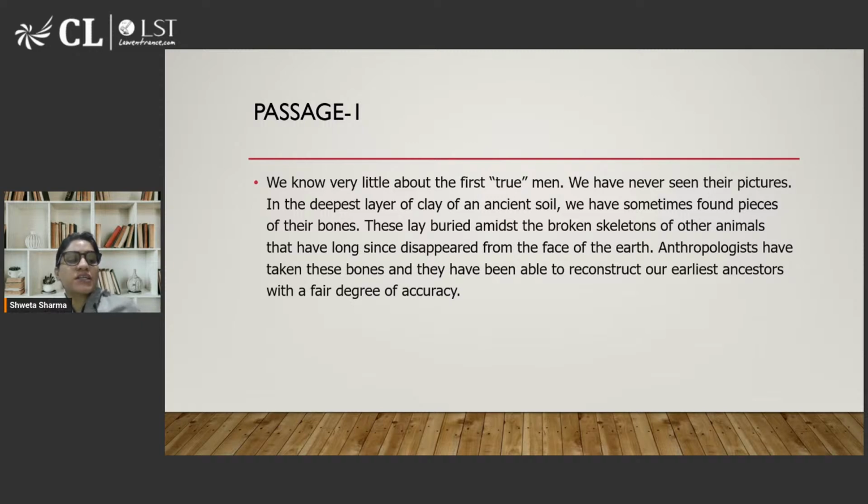And then it says anthropologists have taken these bones and they have been able to reconstruct our ancient ancestors with a fair degree of accuracy. Anthropologists, as in the people who've been studying humans, have collected these bones and reconstructed our earliest ancestors with a fair degree of accuracy. On the basis of the skeletons and the bone parts they've collected, they've tried to create the entire human and anticipate what kind of body structure these people might have had.